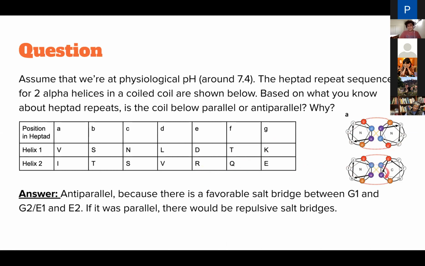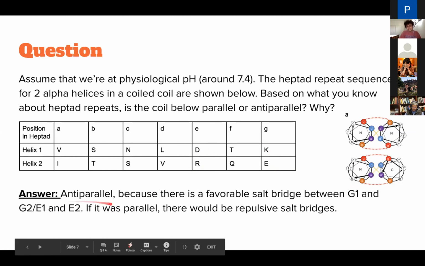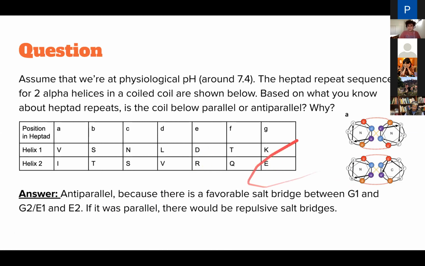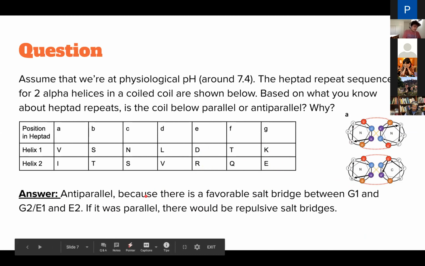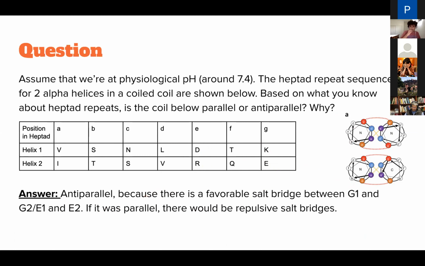But if we look at the anti-parallel form, it's G on G, E on E. So lysine with glutamate, positive with negative, favorable. Same thing here, aspartate with arginine, negative, positive, also favorable. So you get anti-parallel. And I think that's kind of a common question on tests as well. So that's why I put that on there. Are there any more questions about this? Okay, then the next tutor can go ahead and start sharing.